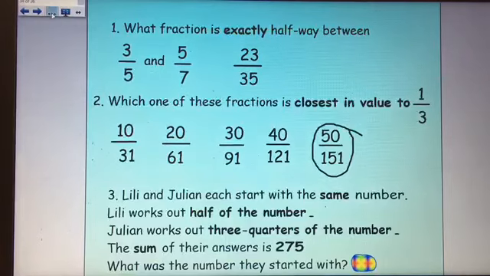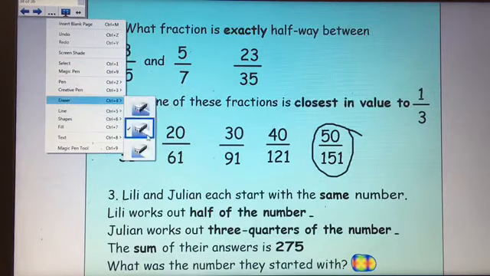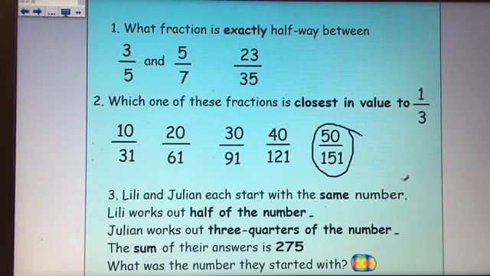And last question, Lily and Julian each start with the same number. Lily works out half the number. Julian works out 3/4 of the number. The sum of their answers, if you added their answers together, is 275. What was the number they started with?